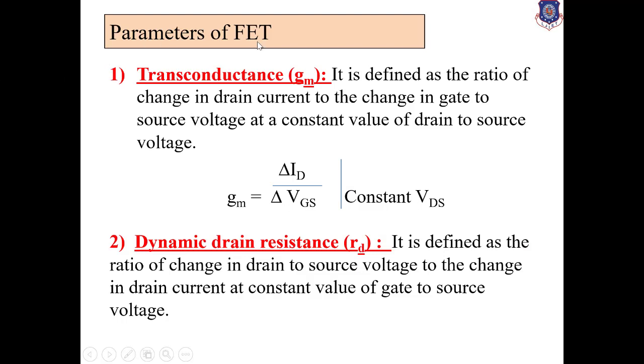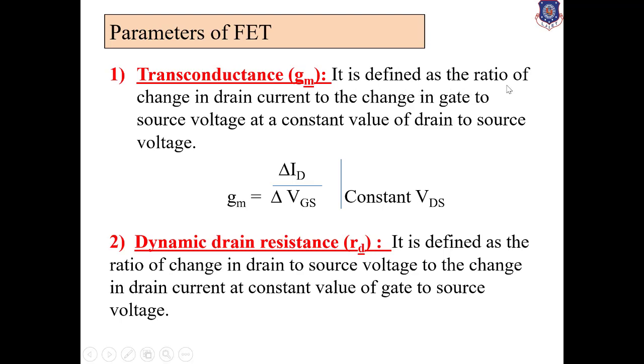Now let us come to the other main definitions of FET parameters. The first one we will discuss is the transconductance, gm. Actually, all of you know the definition of resistance. What is resistance? V by I, volt per current, right? But transconductance is the inverse of resistance. That means obviously it is the ratio of I by V. So it is very simple to understand and explain the transconductance gm.